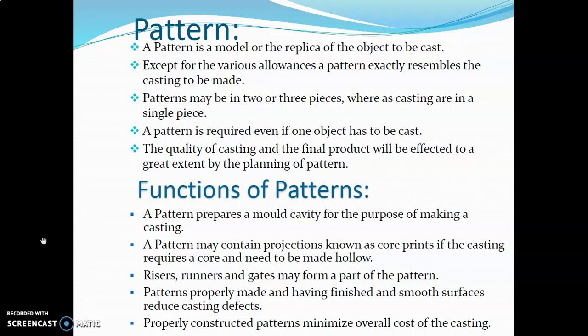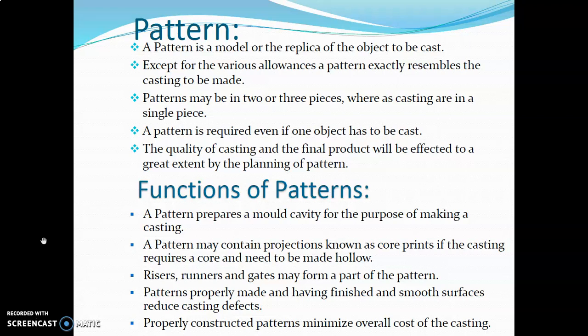The pattern is a model or replica of the object to be cast. As we have discussed, suppose you want to make one hole in the casting. In that hole you want material to be filled around that part. So you have to put the cylinder inside the mold box. When you pour the material, the material covers the area surrounding the cylinder. When you remove the cylinder from the casting material, you will get the hole. So exactly what you want to produce or cast has to be prepared first. That is the pattern.